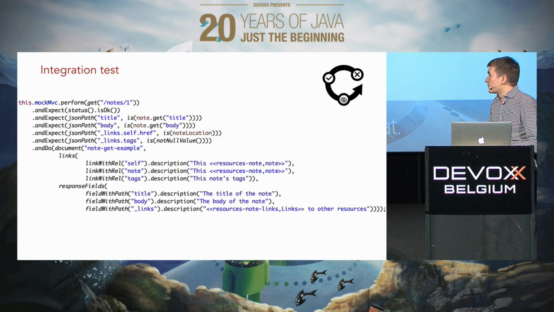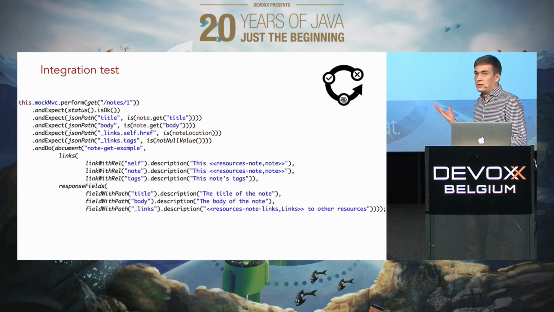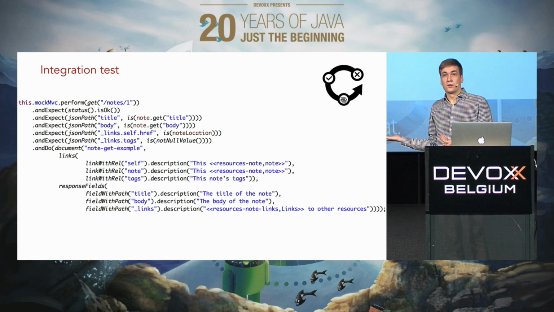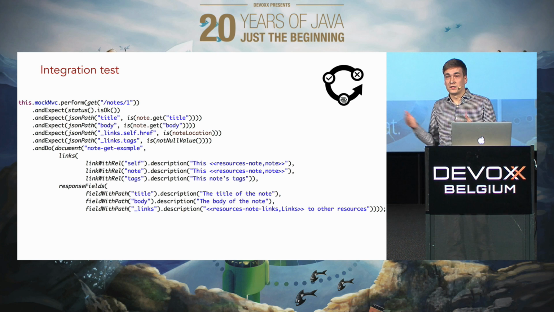And then you have this andDo method, which is basically a hook that MockMVC provides to add extra functionality. And Spring REST Docs offers that in the form of the document static method. This really allows you to add some link documentation, some response fields information, some request fields documentation, even more stuff, which I will show you later. And for each of the links, for example, you have to say which relationship, which key they have, and what the description is. And that's the documentation. For the response fields, the same thing: which path, and then the description of this field.